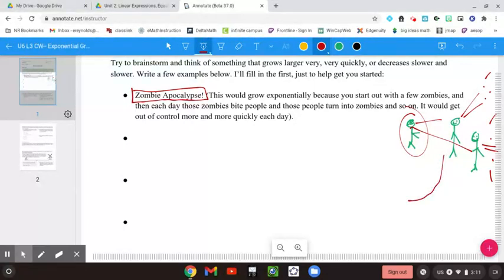I want you to come up with 3 other examples, and please use full sentences that are examples of either exponential growth or exponential decay.